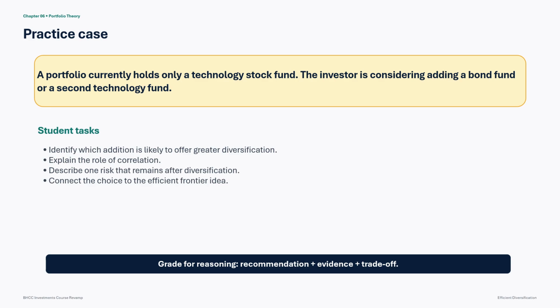Let's apply the chapter to the practice case. The portfolio currently holds only a technology stock fund. The investor can add either a bond fund or a second technology fund. The bond fund is more likely to provide meaningful diversification because its return drivers may differ from those of the technology fund. Bond returns depend on interest rates, yield curve changes, credit spreads, income, and duration. Technology stocks depend heavily on earnings expectations, valuations, growth, and discount rates.